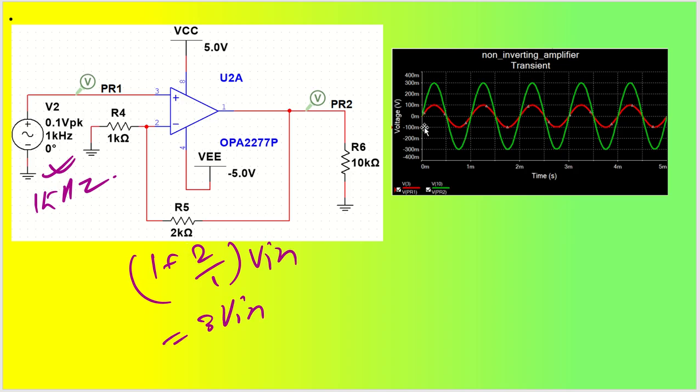Wherever you can see we have 100 millivolt input, that is the red signal, that is PR1. 0.1 means 100 millivolt, right? So 100 into 3, that is 300. So you can see the green signal is output, which is 300.